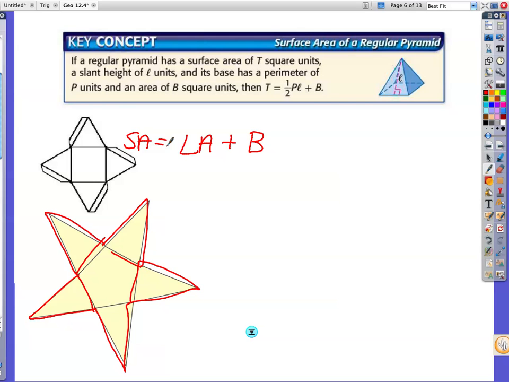So your surface area is equal to your lateral area. Oh, yeah, we know what that is. That's 1/2 PL for slant height plus the base. The area of the base depends on what it is. In this case, it happens to be a pentagon. But in this case, it's a square. So that's why we keep capital B. And remind yourself that capital B stands for the area of whatever the base is.